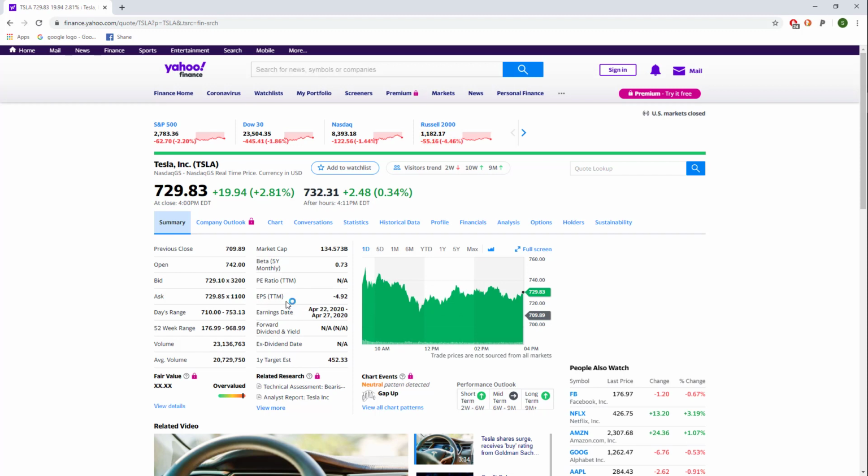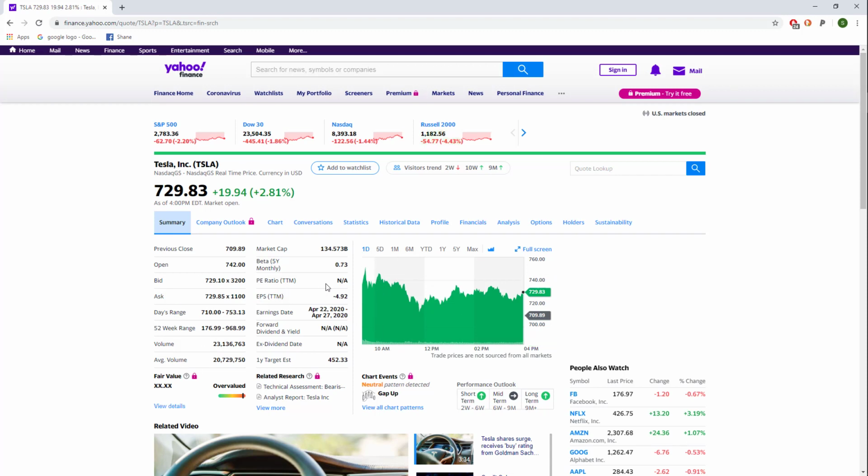It has an earnings per share that's negative, and we talked before about how these are calculated. This is the trailing 12 months, so this is the last 12 months of earnings, negative 4.92 per share, which isn't good from an investor perspective. The analysts tend to not think very highly of this company because it says it's got a one-year target estimate of $452. It's currently trading at $729, so that's not great.